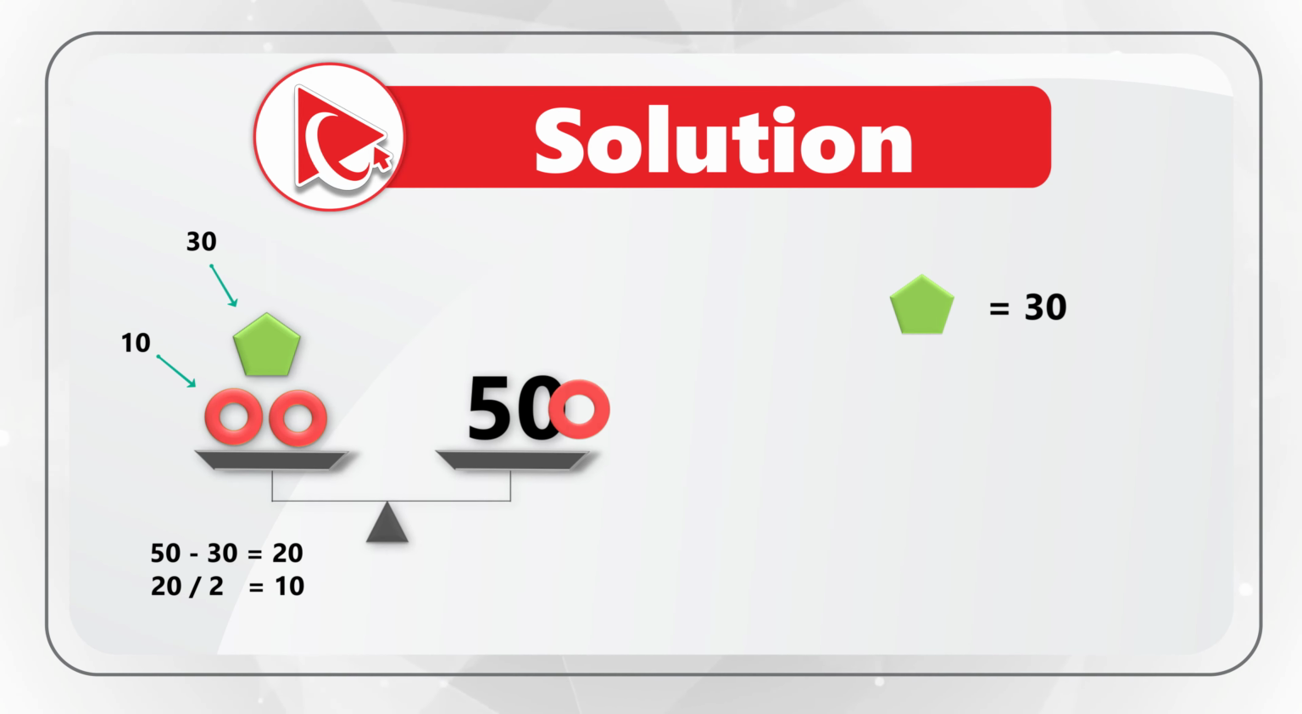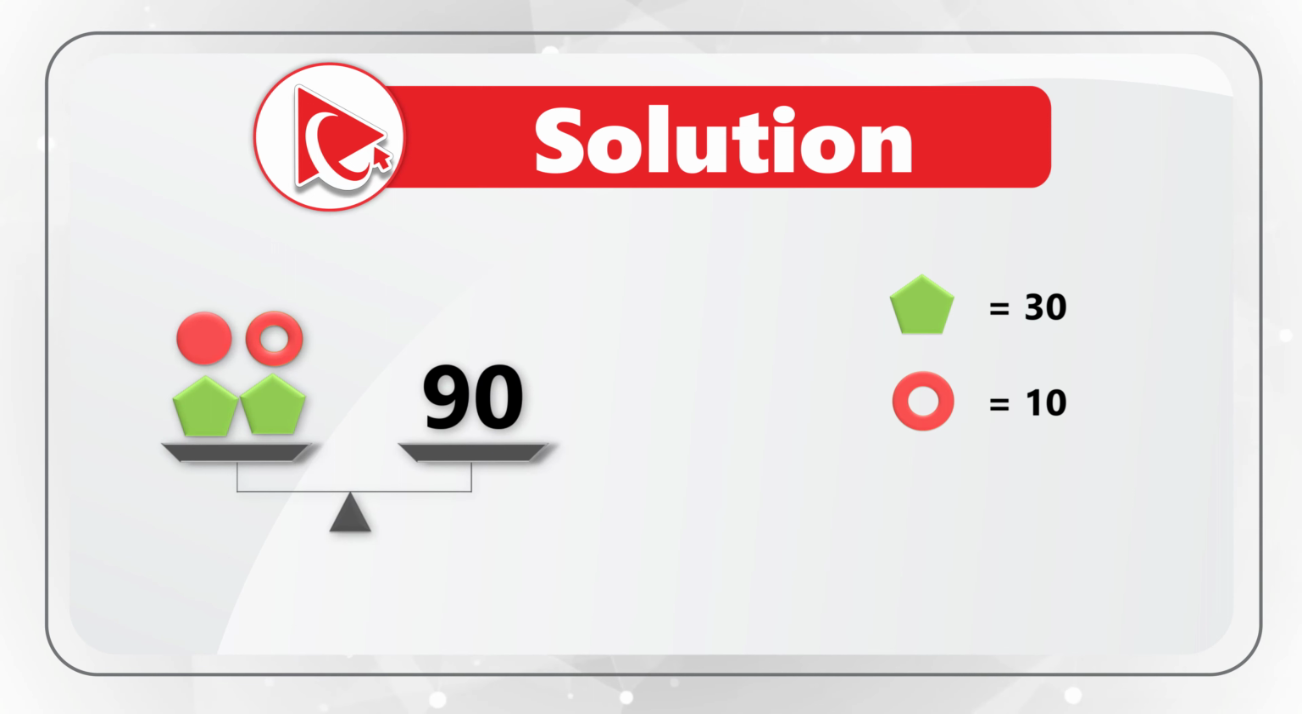On the next scale, we have 2 pentagons, 1 circle, and 1 bagel, and the combination of the shapes equals to 90. Let's do the math. 30 plus 30, which is the value of 2 pentagons, plus 10 equals 70, which means that the circle equals 90 minus 70, which equals to 20.